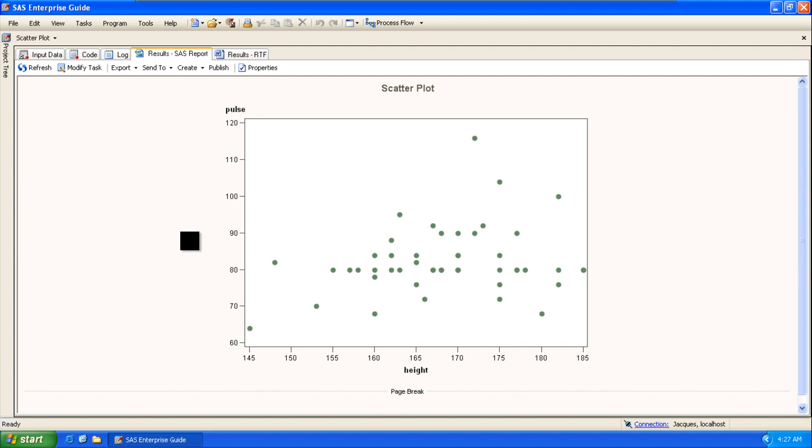Here is some important information. We must make the scatter plot because sometimes we check visually whether there is any relation between two variables. So here we see that there is a little bit of relationship between height and pulse. If the correlation coefficient is 0, it means there is no linear relation.